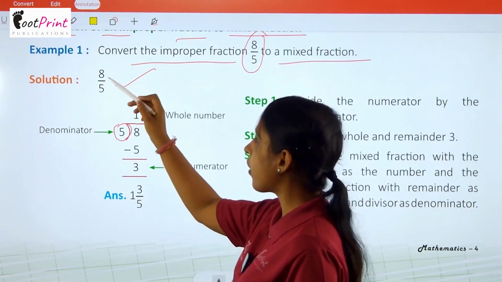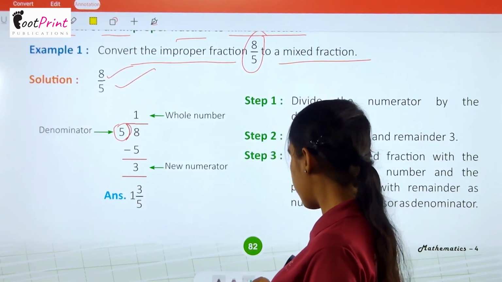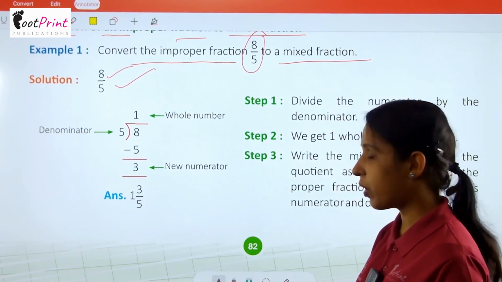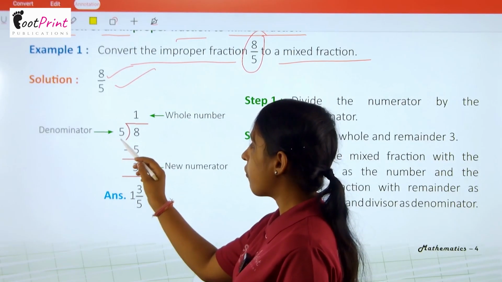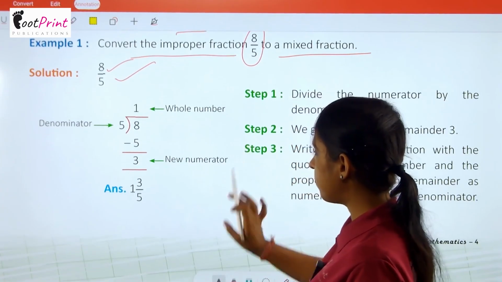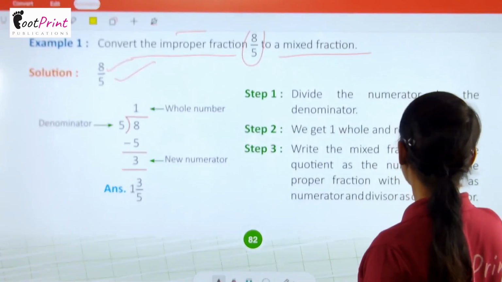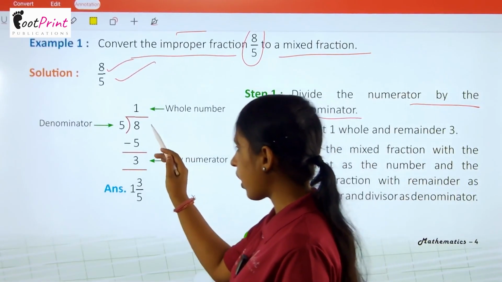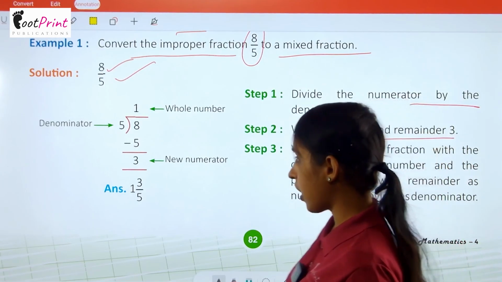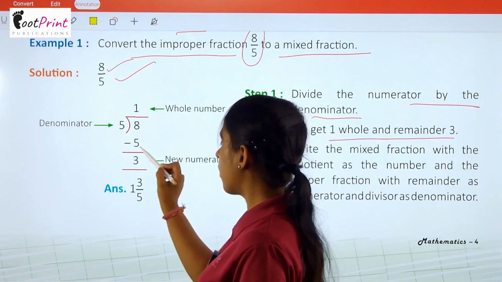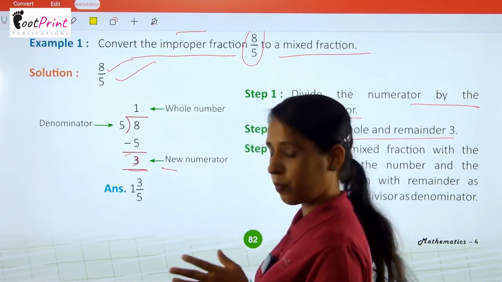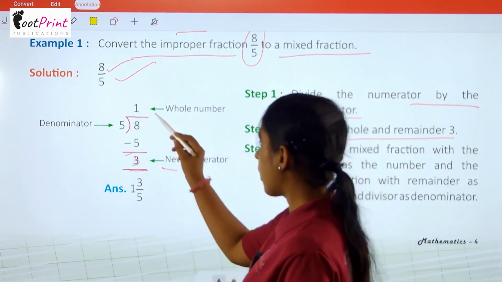First, we have to divide 8 by 5. Means we will divide the given numerator by the denominator. Okay. So here 5 is our denominator, 8 is our numerator. Now we will divide the numerator by the denominator. अब हम numerator को क्या करेंगे, denominator से divide करेंगे. We get 1 whole and remainder 3. How do we write? 5 1 is 5. Now minus करेंगे तो we will get 3.